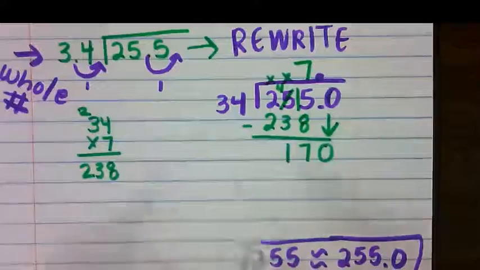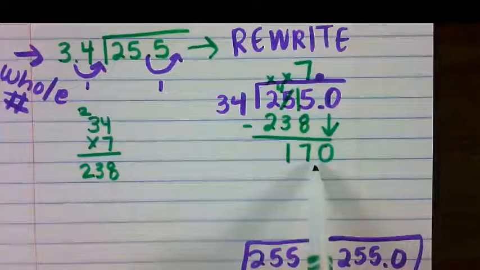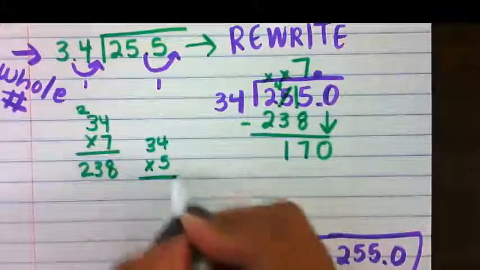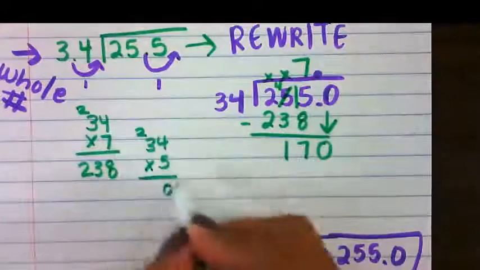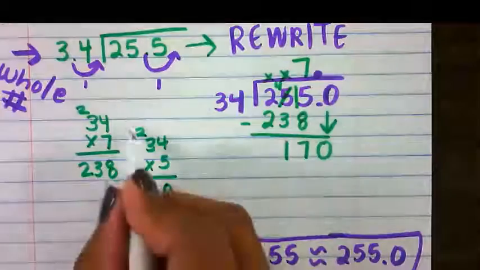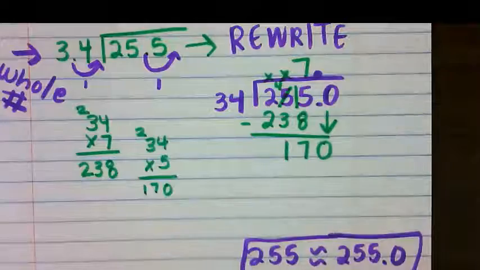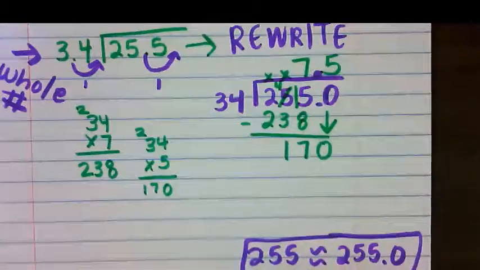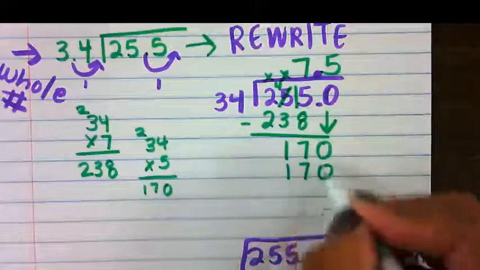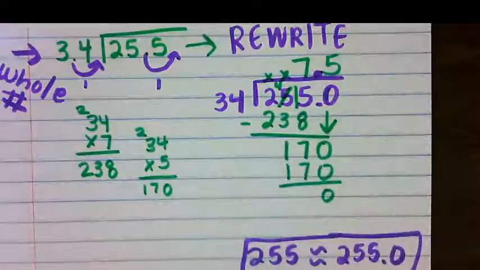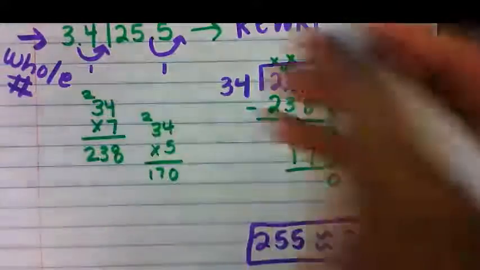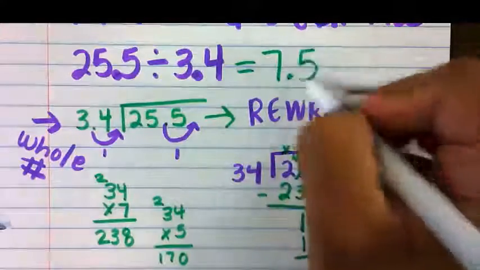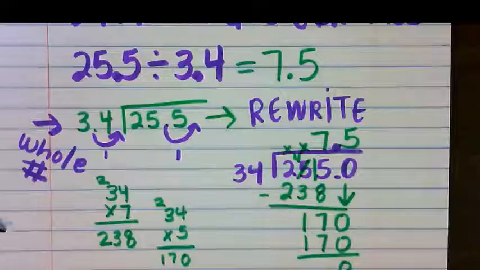And how many times can 34 go into 170? Well, let me try. 34 times 5. 5 times 4 is 20. 5 times 3 is 15, 16, 17, 170. So 34 times 5 is 170. Put my 170, subtract, I get 0. So my final answer is 7.5. I hope you understand what I did.